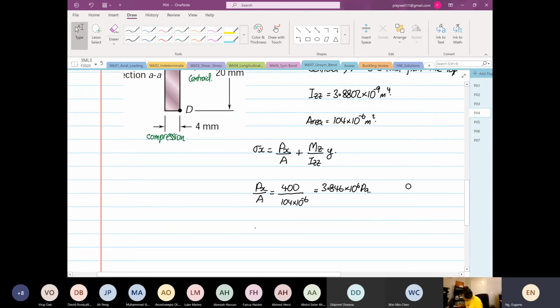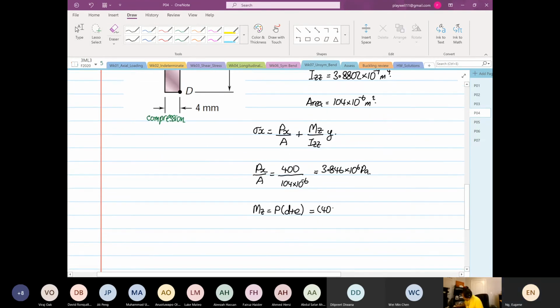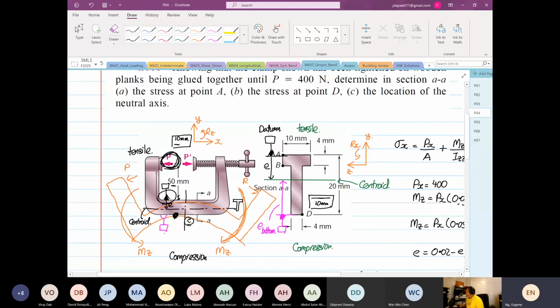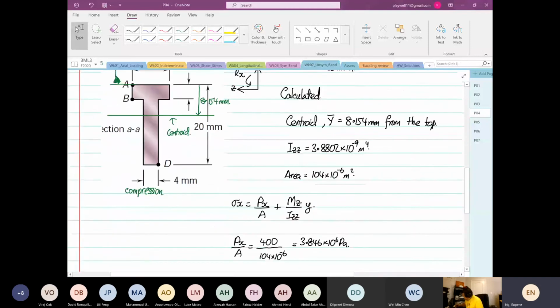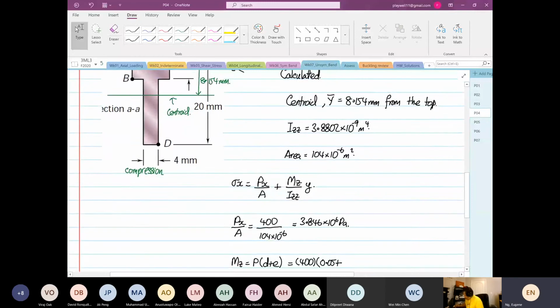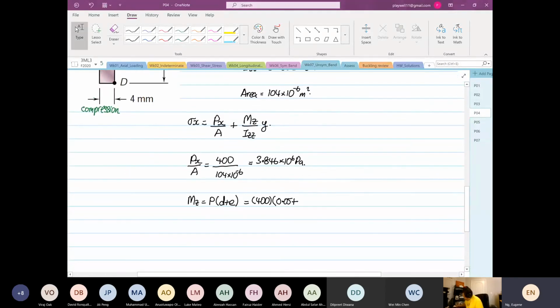Now, moment about Z is equal to P multiplied by D plus E. So P, we know, is 400. D for this case is 50 millimeters, so this is equal to 0.05. Plus E, because we take the datum from the top, is 8.154 times 10 to the power minus 3. So 0.05 plus 8.154 times 10 to the power minus 3, times 400. So it's equal to 23.262 Newton meter. Let me do it again.